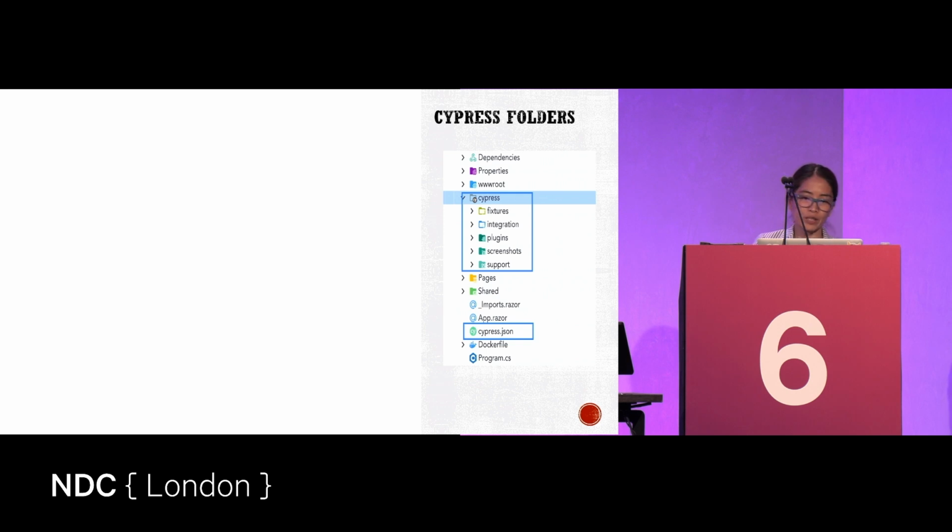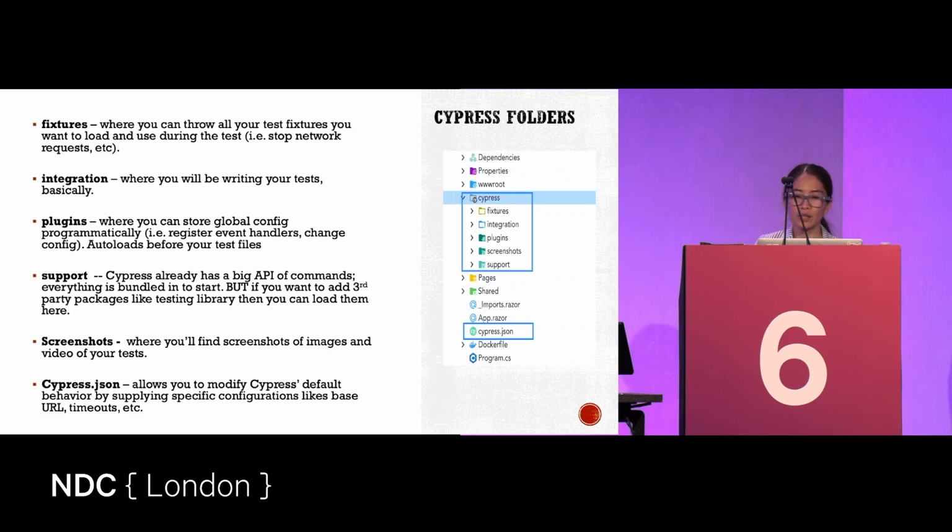Okay, before we show our video of the Cypress test runner, let me first show you the Cypress folders that will be added to your project when you first install and run Cypress. Here are the default folder names, but you can name them whatever you want. First we have the fixtures. This is where you put all your test fixtures, such as your stub network requests and so on. And then we have the integration folder, where you'll basically be writing your tests. You put all your test folders there.